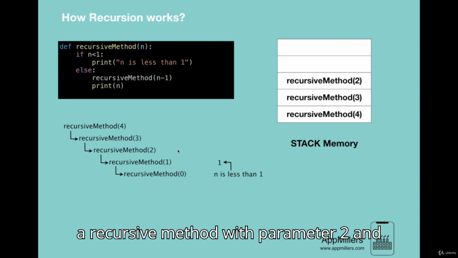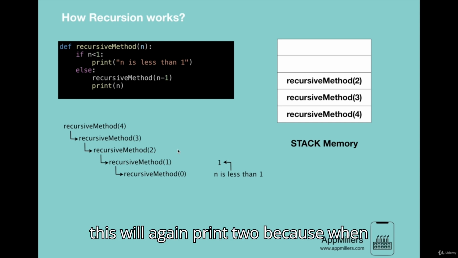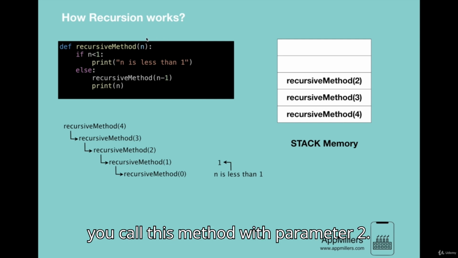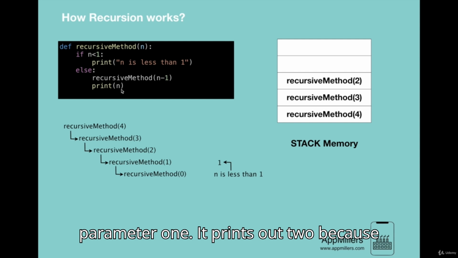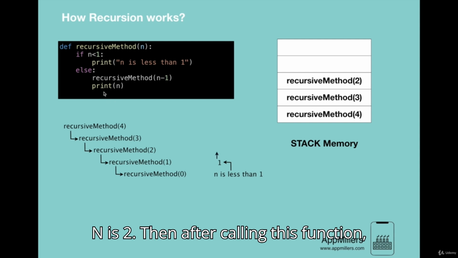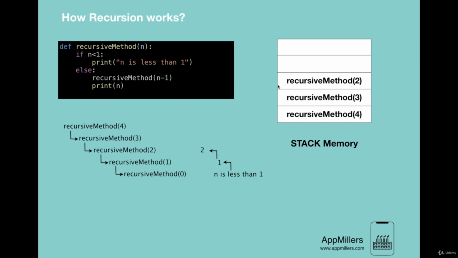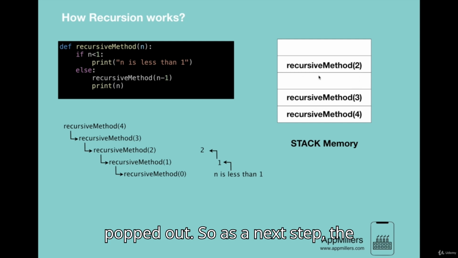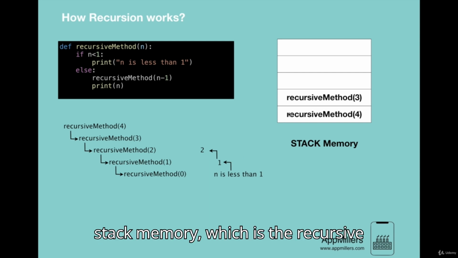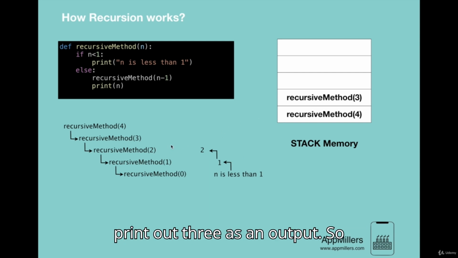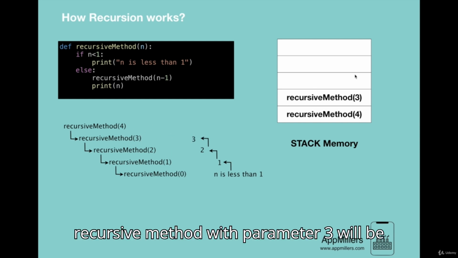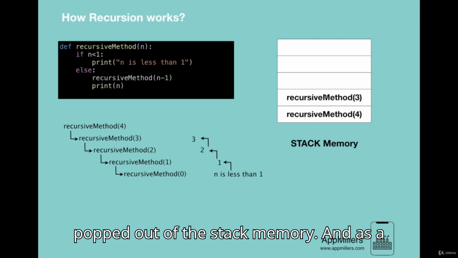In our case, it's the recursive method with parameter 2, and this will again print 2. Because when you call this method with parameter 2, it's calling the recursive method with parameter 1, it prints out 2, because n is 2. Then after calling this function, the method from stack memory will be popped out. As a next step, the system will call the next method from stack memory, which is the recursive method with parameter 3, and this will print out 3 as an output. After executing this method, the recursive method with parameter 3 will be popped out of the stack memory.